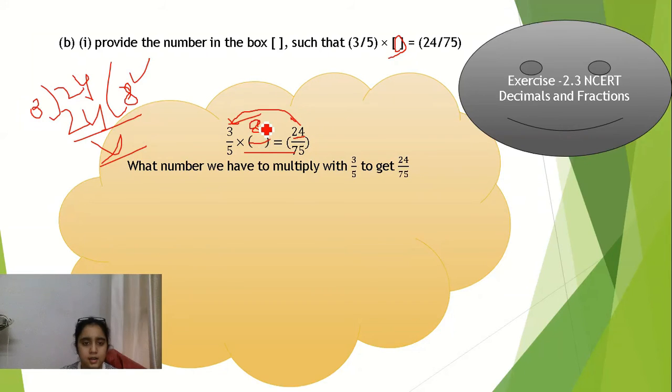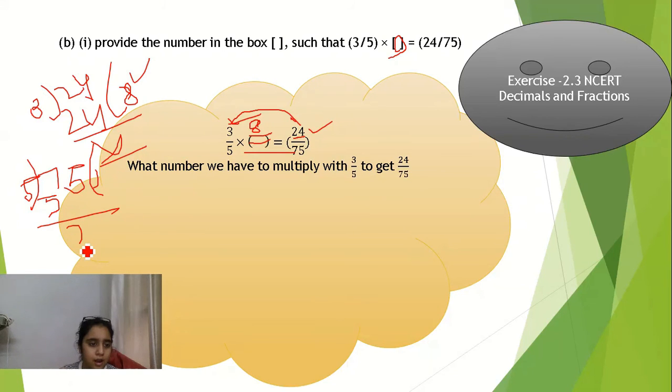So in the numerator the number is 8, and you can also see that 8 multiplied by 3 is 24. And in order to find this number in the denominator, you have to divide 75 by 5. 5 times 1 is 5, and 2 is remaining, so 5 will remain as it is. Your answer would be 15. In the denominator your answer would be 15, and 15 multiplied by 5 is 75. So our required number in the box is 8 upon 15.